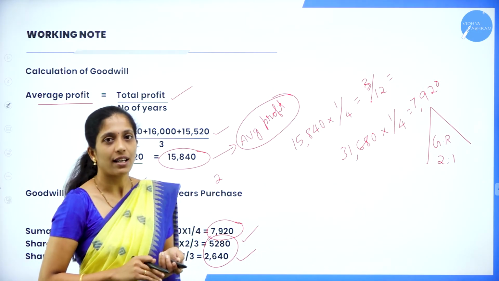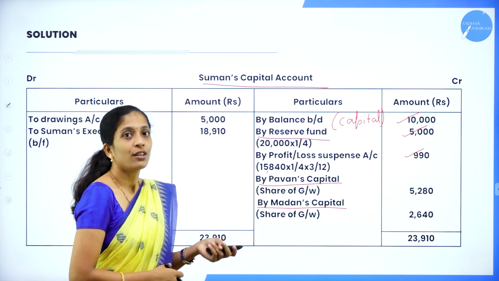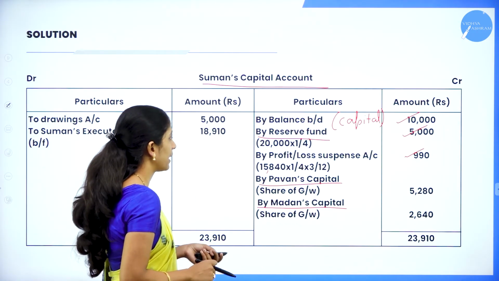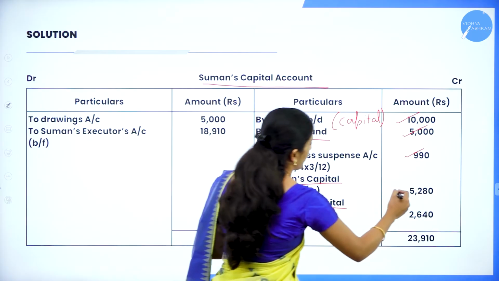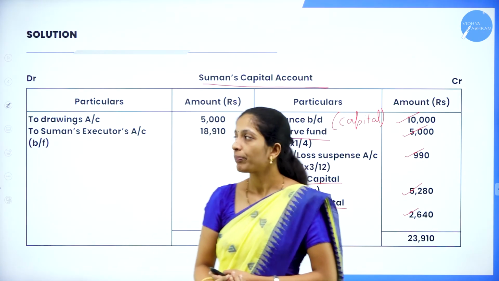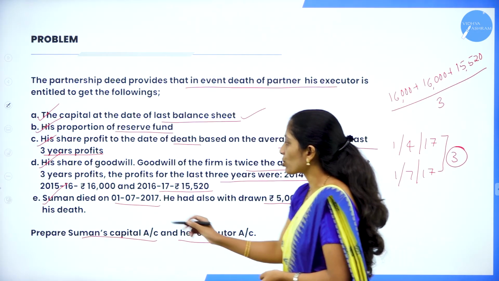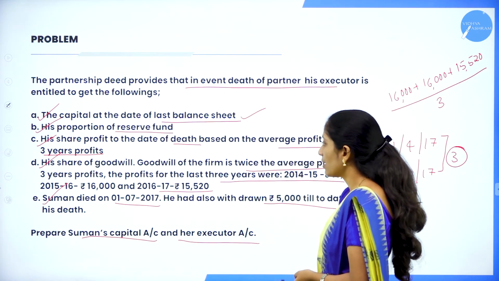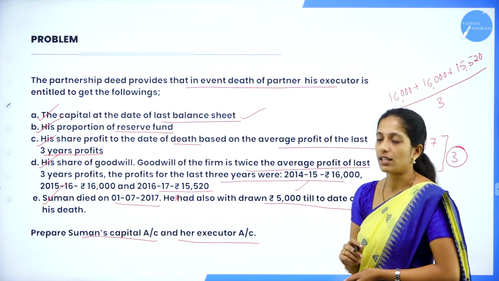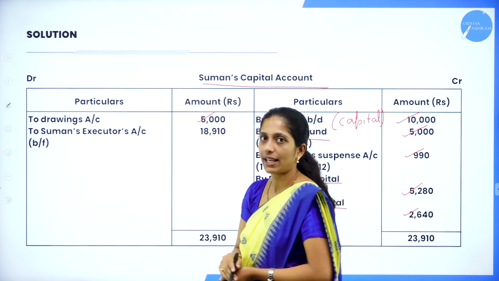to deceased partner's capital account. Now who are the remaining partners? Pawan and Madan, to the deceased partner's capital account, that is Suman's capital account. We have already calculated 5,280 and 2,640. Now they have also told there is a drawing. Suman died on 1/7/2017 and her share of drawings is 5,000. So here there is a drawing of 5,000. So write: to drawings account.